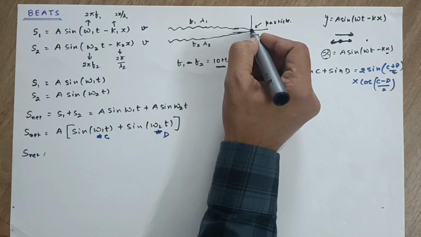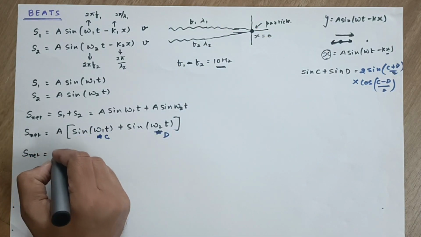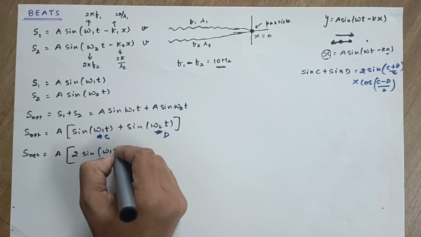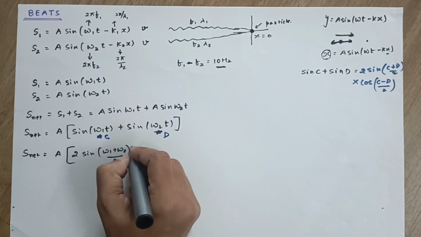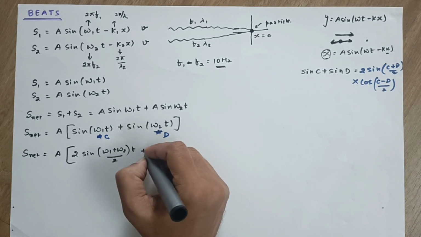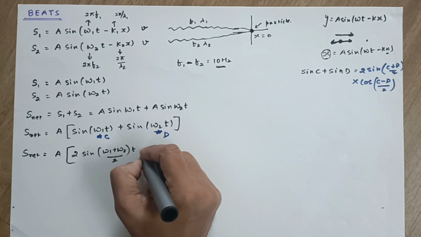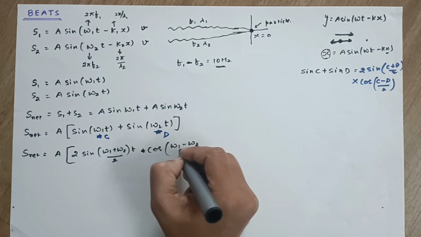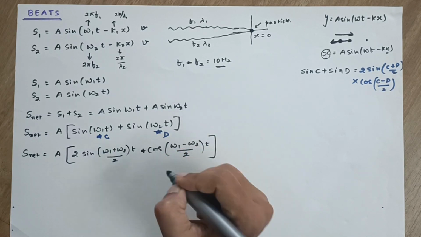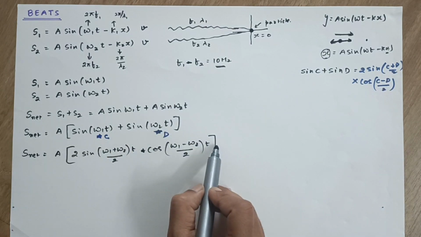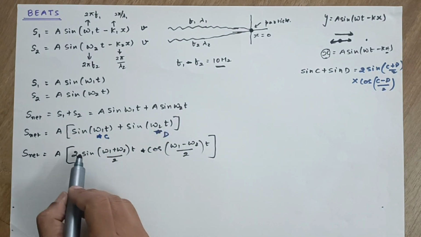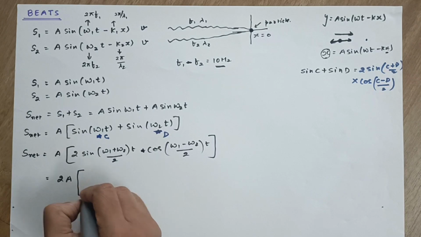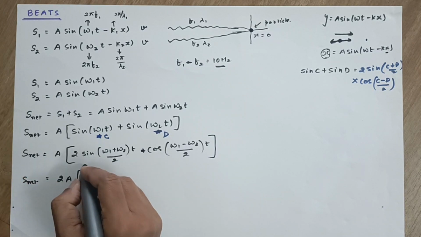So now our answer is going to be something like this. Net displacement of this particle due to the superposition of this wave is equal to 2 sine ((omega 1 plus omega 2)/2) t, multiplied by cos of ((omega 1 minus omega 2)/2) times t, right? So this is the (C minus D)/2 and this is the (C plus D)/2 term over here. Now I'm going to pull out this 2 common. So this is 2a.